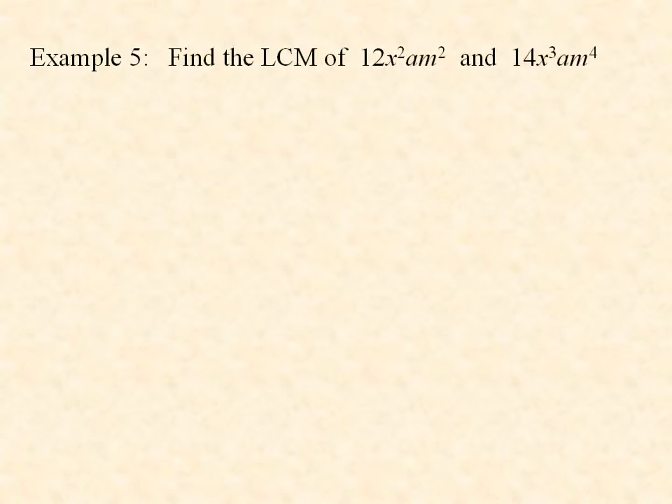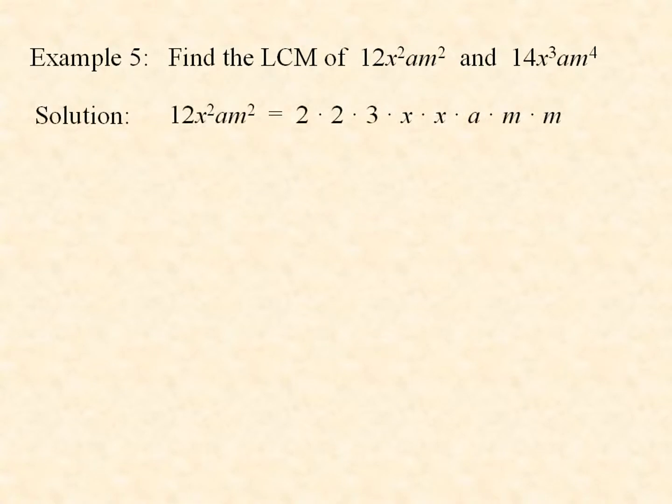Example 5. This is our last example, don't worry. Find the least common multiple of 12x squared am squared and 14x to the third am to the fourth. Well, we start by writing the prime factorization in expanded form. 12x squared am squared is written like this. 12 is 2 times 2 times 3. X squared is x times x. And we have a times m times m. And 14x to the third am to the fourth is 2 times 7 times 3 x's multiplied times a times 4 m's multiplied.